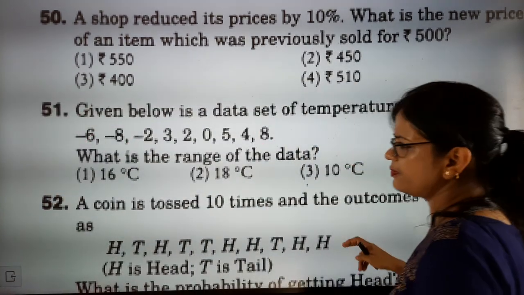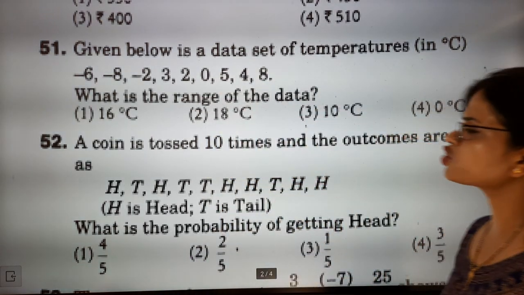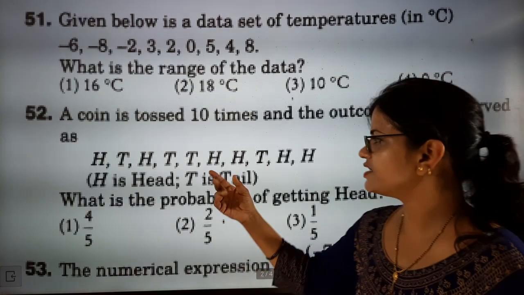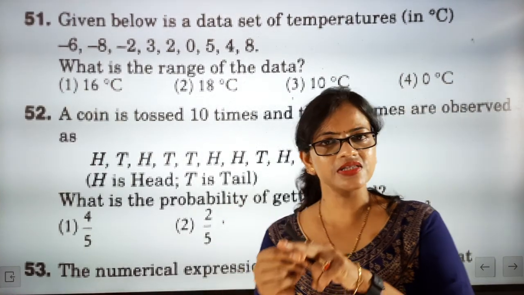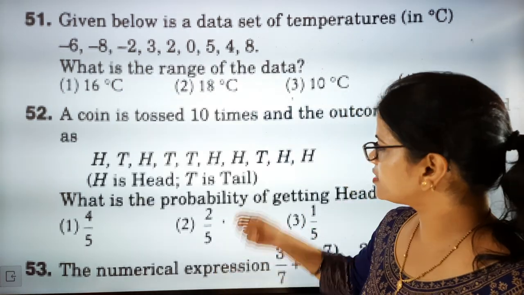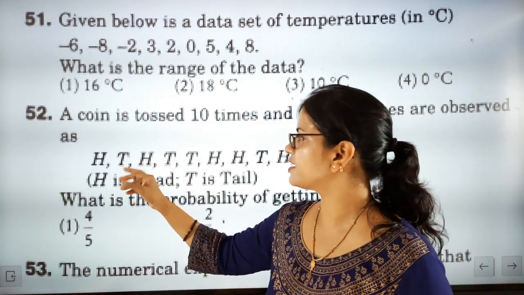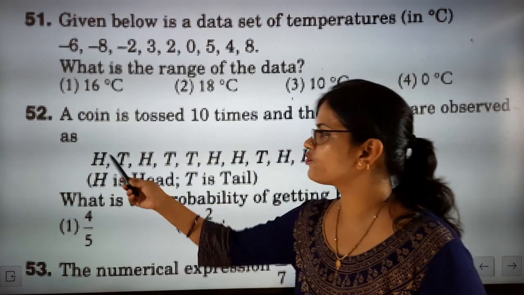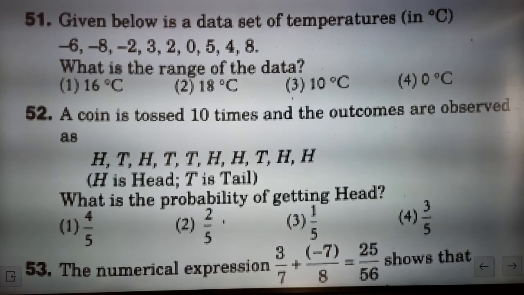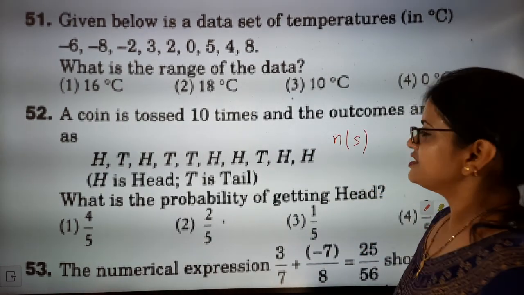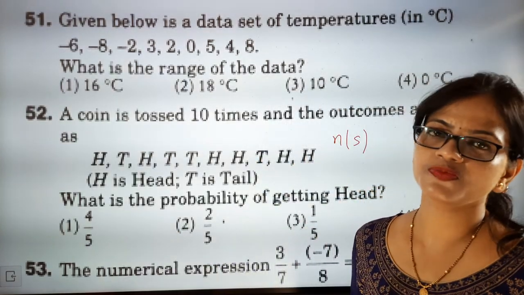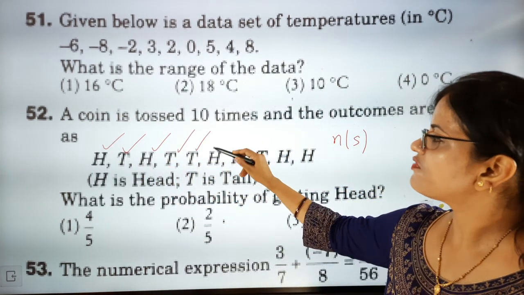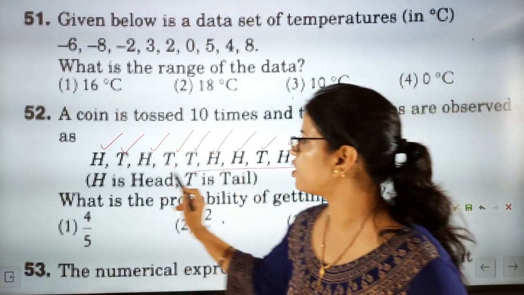Now the next question: a coin is tossed 10 times and the outcomes are observed. Look here, one single coin is there. In a coin one side is head, one side is tail. It is tossed 10 times, so head, tail, head, tail, tail, head, like that came. What is the probability of getting a head? First you have to understand what a sample space is. Sample space is how many times an experiment has been done. So how many times has it been done? 1, 2, 3, 4, 5, 6, 7, 8, 9, 10. So in total how many times has it been done?